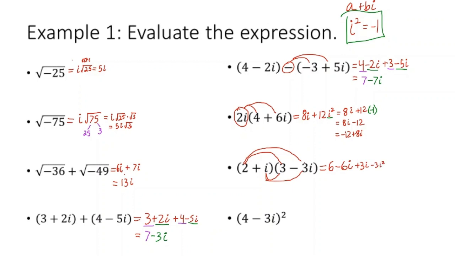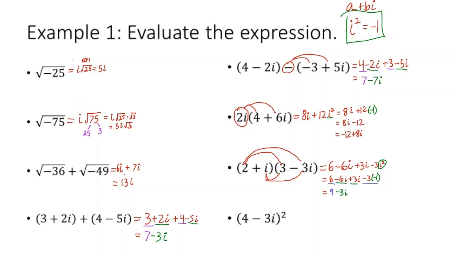Now, currently, we are still not in standard form. Before collecting any like terms, we need to replace that i squared with a negative 1. Now, let's collect our like terms. First, the 6 plus negative 3 times negative 1. Negative 3 times negative 1 is positive 3. 6 plus positive 3 is positive 9. Then we'll combine the i's. Negative 6i plus 3i is negative 3i.